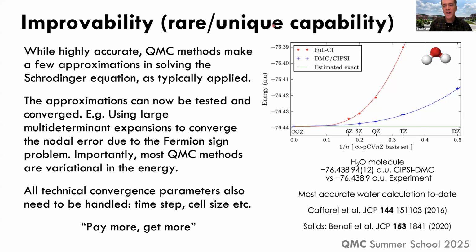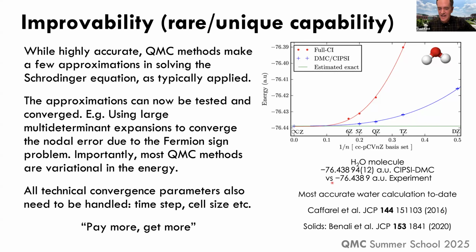Something that I think is quite rare, maybe it's no longer unique, but it's definitely rare in Quantum Monte Carlo, is the ability to improve the results and to converge systematically towards the exact results. And this has been demonstrated in periodic boundary conditions in addition to the isolated molecule.